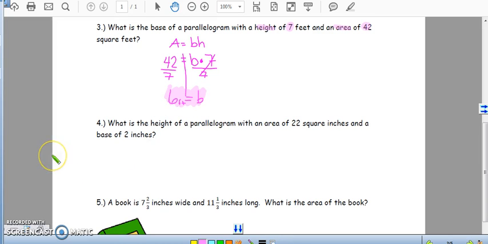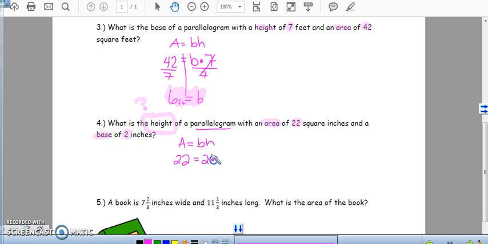Okay, number 4 is exactly the same type of question. So again, it's a parallelogram, so area equals base times height. It has an area of 22 and a base of 2. I'm looking for the height. So my area is 22. My base is 2. I don't know my height. Again, I need to get the variable or letter by itself, so I divide both sides by 2. So my height equals 11 inches.